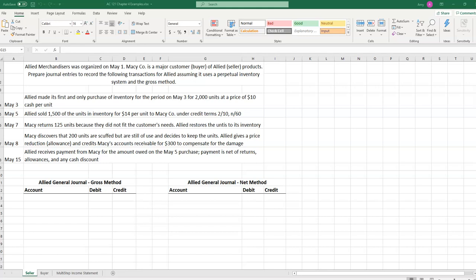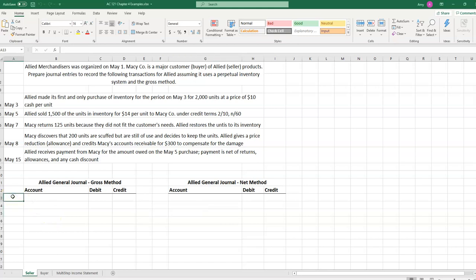In Chapter 4, we talk about merchandise inventory and companies that buy and sell merchandise. So in these journal entry examples, we're first going to look at the company that is selling inventory, and then second, we're going to look at those same transactions for the company that is buying the inventory. So you can see the difference between selling and buying inventory. We're going to look at these 5 transactions for each company.